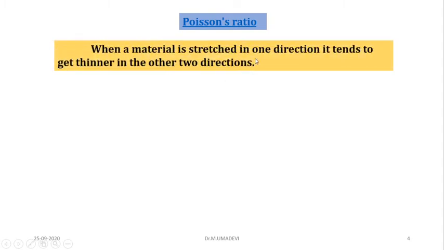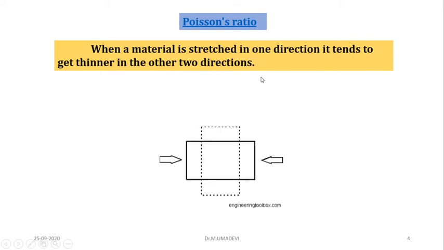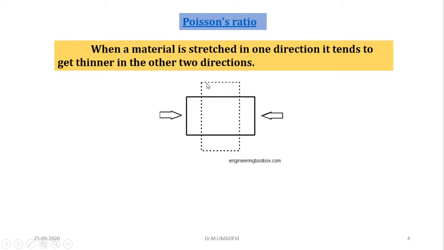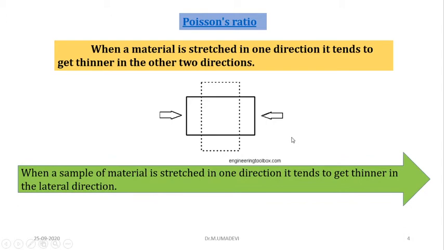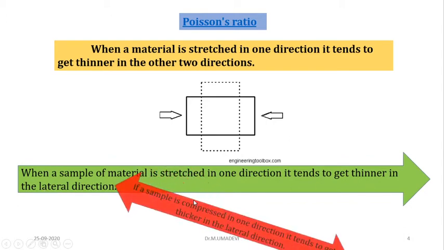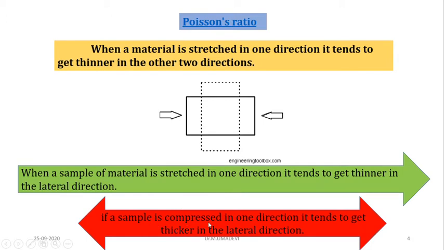When a material is stretched in one direction, it tends to get thinner in the other two directions. If we stretch in one direction, it will get thinner in the lateral direction. Suppose the sample is compressed in one direction, it tends to get thicker in the lateral direction. When we stretch, it gets thinner in the lateral direction. When we compress, it gets thicker in the lateral direction.